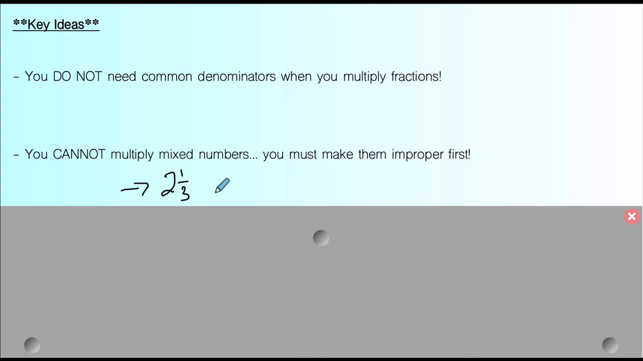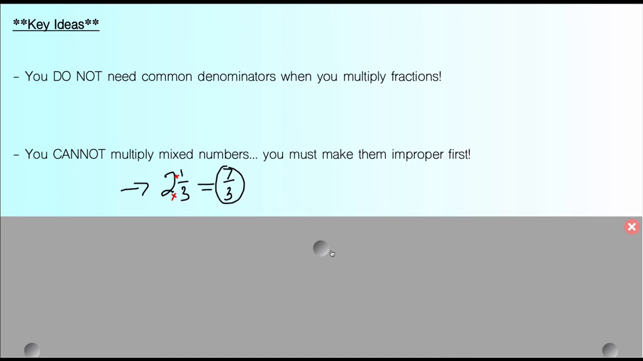So, just a quick aside, how do you turn mixed numbers into improper fractions? You multiply the denominator, 3, by the whole number, 2. So, 3 times 2 is 6. And you add it to the numerator, the number on top. So, 3 times 2 is 6, plus 1 is 7. So 2 1/3 is really the same as 7/3. So you're going to multiply 3 times 2 and add to the number on top. But either way, you have to make any mixed numbers improper first, and then you can multiply. So that's a big thing to remember.